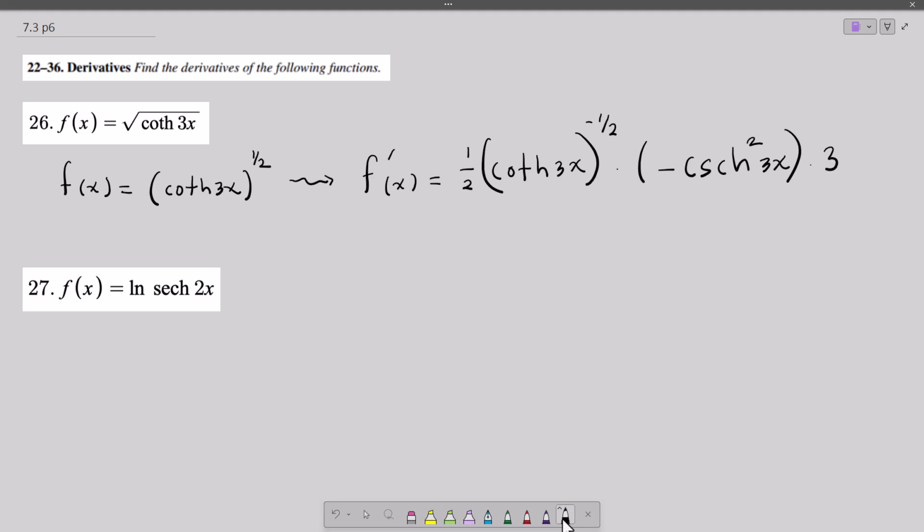Let's simplify this a little bit. We generally don't want negative exponents, so let's get rid of the negative exponents. We could write this as negative 3 cosec squared of 3x divided by 2. And usually with the half power, we will write it with our square root notation. So there is our derivative.